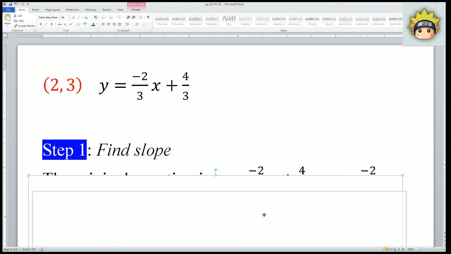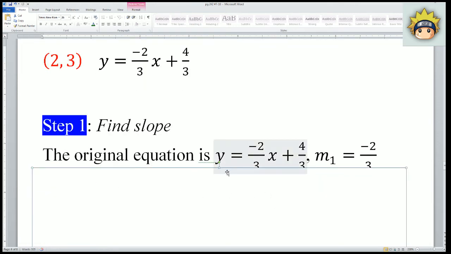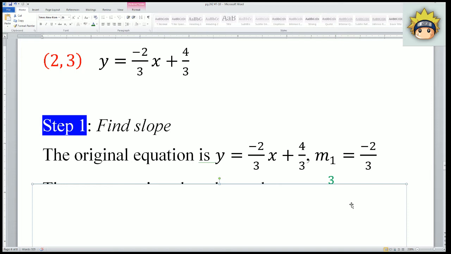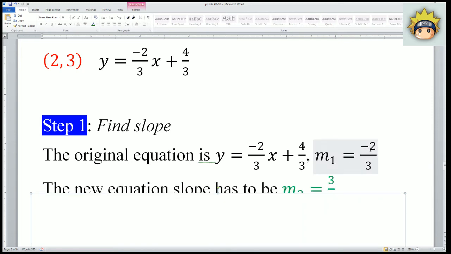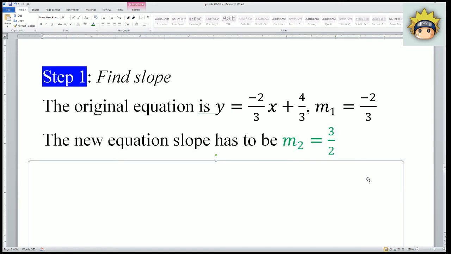Like before, step 1, find the slope. The original equation is y equals negative 2 over 3x plus 4 over 3. So the slope here is negative 2 over 3. The new equation must have the slope 3 over 2, because again, we do the opposite reciprocal. If some of you would like for me to do that, let me show you. Here you go.